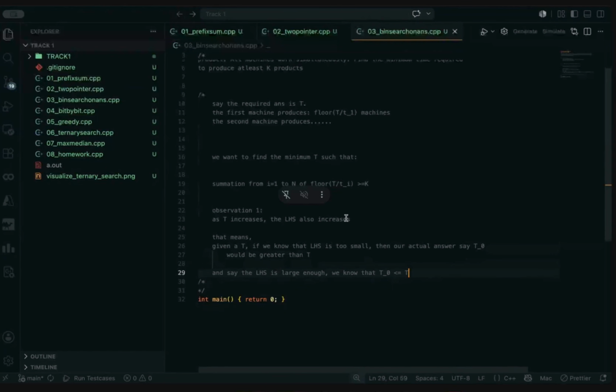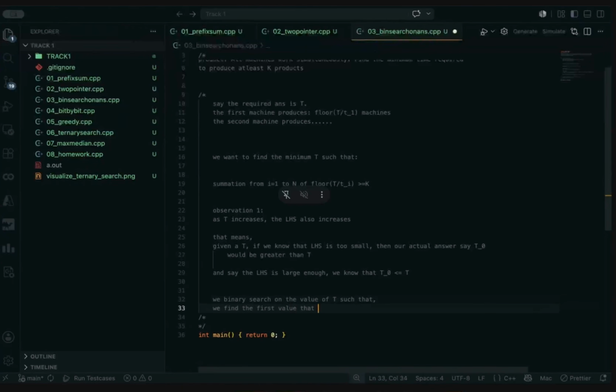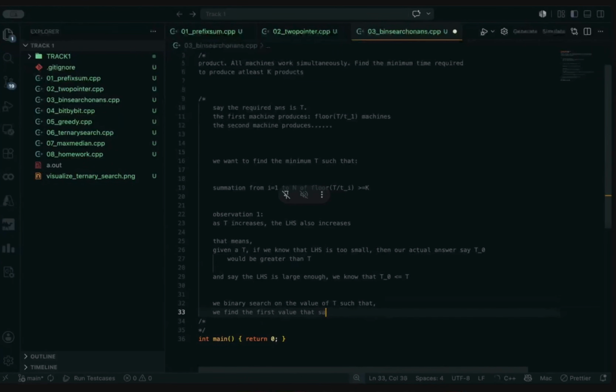So this should be giving you a hint of binary search. That is, this is equivalent to saying that T is an index, and at this index, we check whether the value is more or less than required. So what we do here is we binary search on the value of T, such that we find the first value, the smallest value of T that satisfies the given inequality.